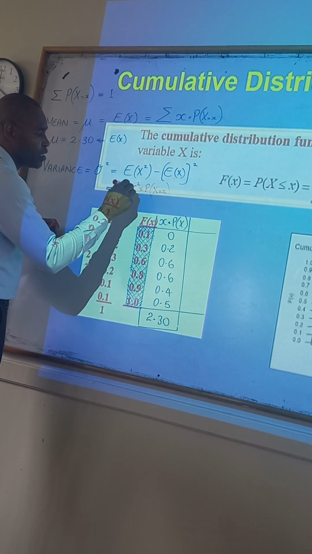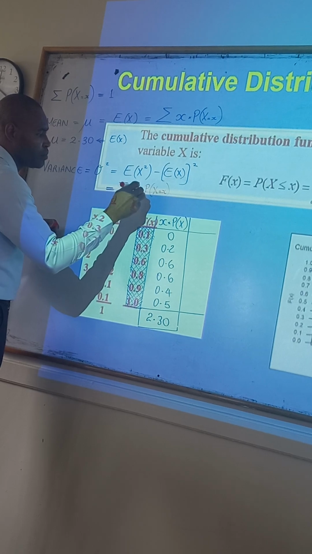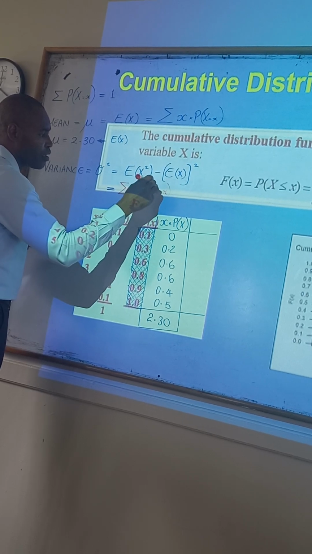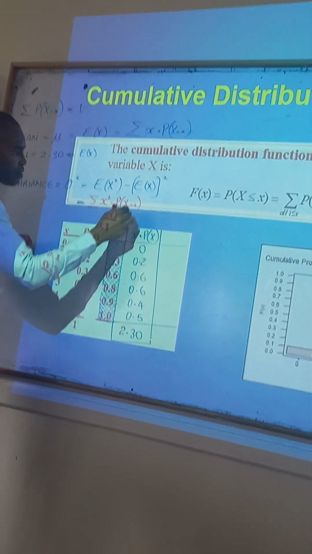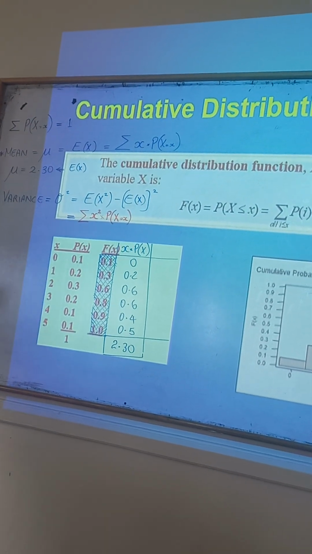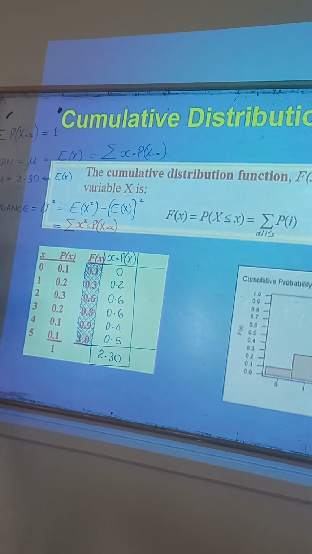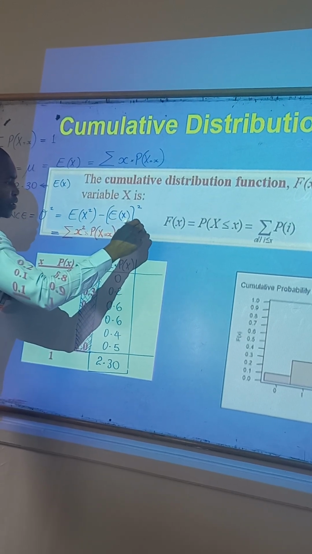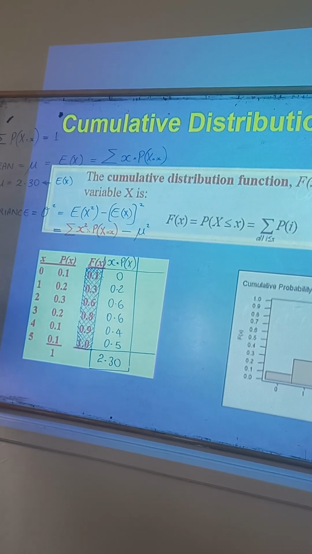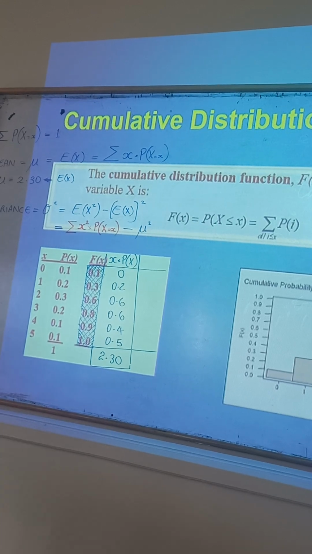So we take each x value, square them, multiply by its corresponding probabilities, and add them. Right? Then this is the mean. We have that already. We're going to square it and subtract it from it.